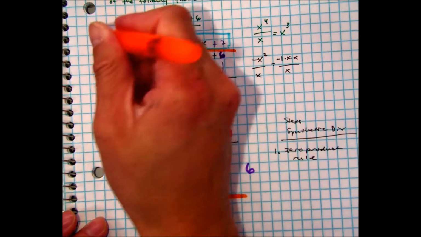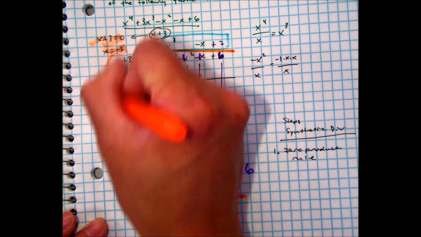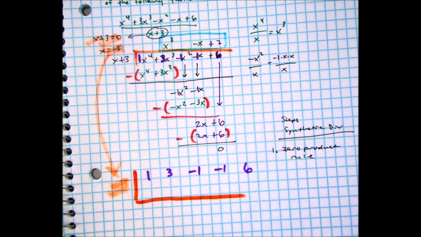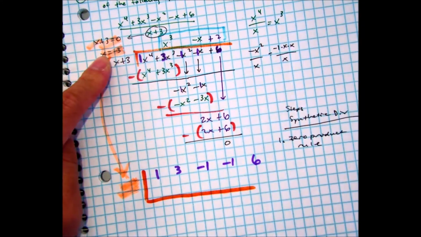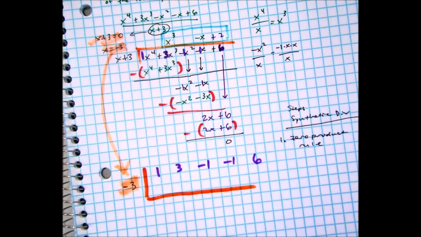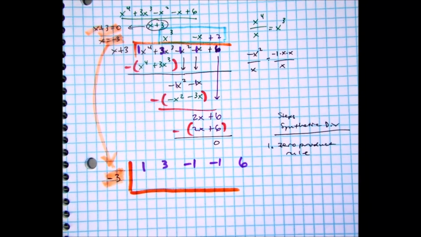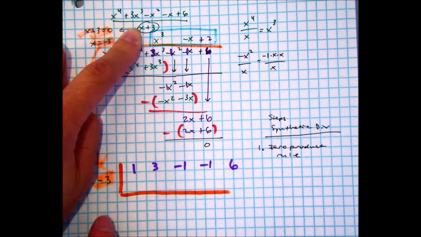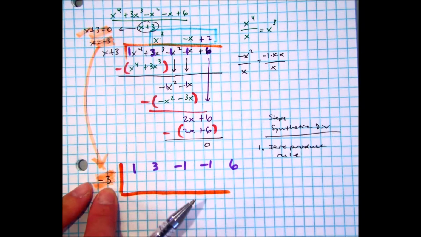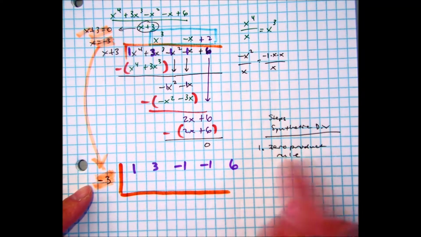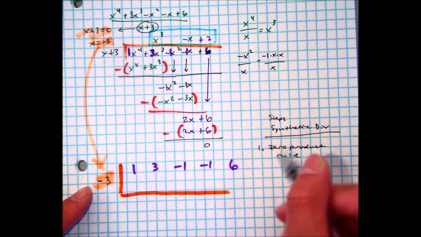So here's my zero product rule, and this number you're going to put on the outside is -3. Notice how this binomial is x plus 3, but for synthetic division you're going to use x equals -3. So we did the zero product rule. Let me show you how to use it now.